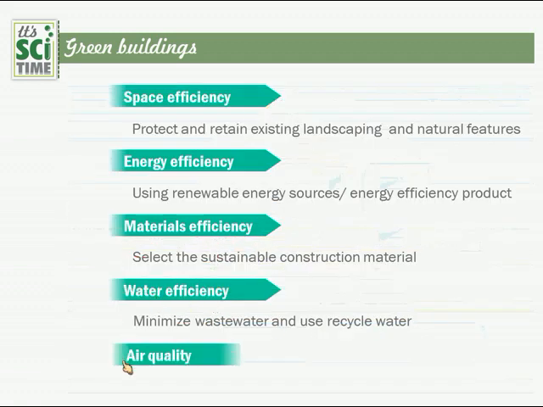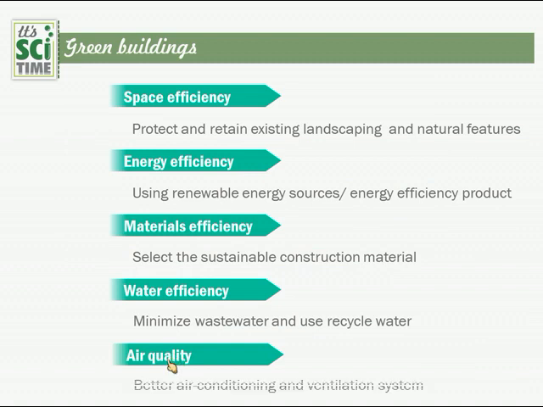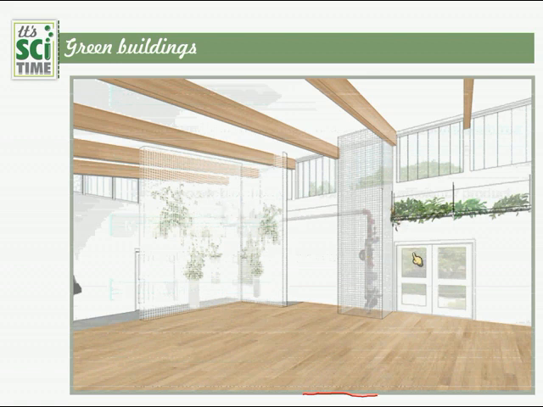And the next one, air quality. How can we get better air conditioning and ventilation? Always we must plan to bring natural air into the buildings. This is an example of that. They have placed some plants near the places where sunlight falls to get oxygen into the building, and they have planned ventilation chambers, and windows which can open and take the natural wind into the building. Likewise, having good ventilation is the air efficiency in a green building.